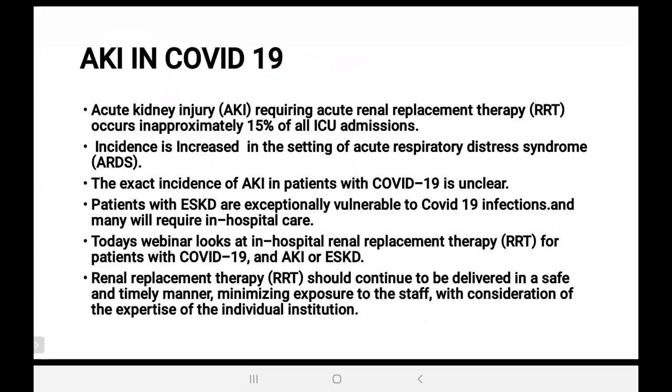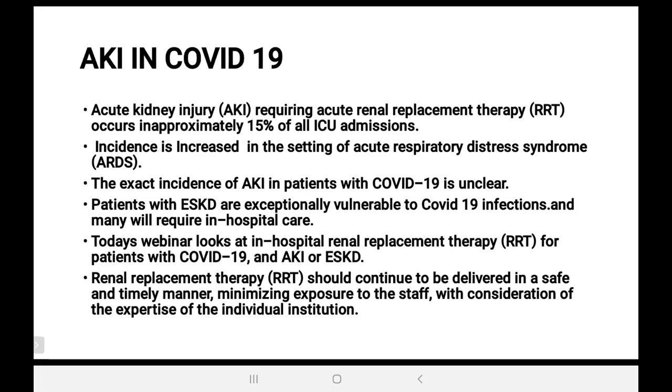So, acute kidney injury in COVID-19. Acute kidney injury requiring acute renal replacement therapy occurs in approximately 15% of all intensive care unit admissions. The incidence is increased in the setting of acute respiratory distress syndrome, ARDS. The exact incidence of acute kidney injury in patients with COVID-19 is not clear, but of course studies are ongoing. Patients with end-stage kidney disease are exceptionally vulnerable to COVID-19 infections, and many will require in-hospital care.